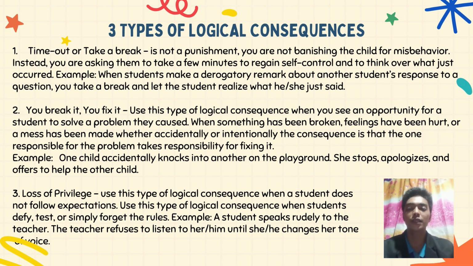So the third one is the loss of privilege. It is used when a student does not follow expectations. Use this type of logical consequence when the student delays, tests, or simply forgets the rules. For example, a student speaks rudely to the teacher. So the teacher refuses to listen to her or him until she or he changes his tone.